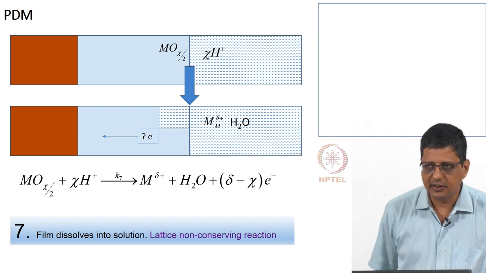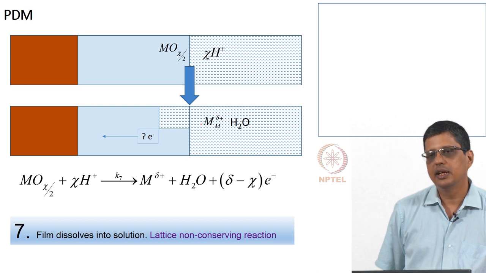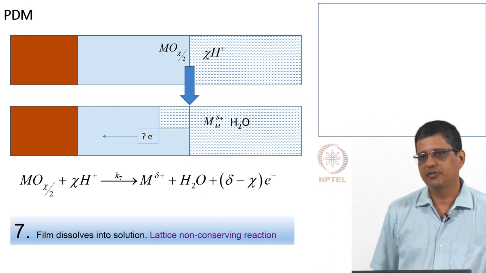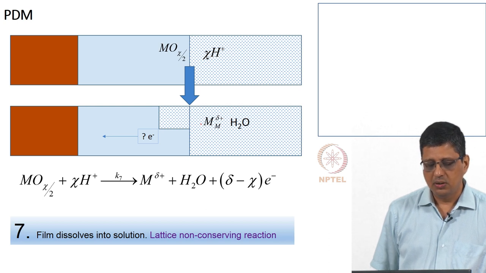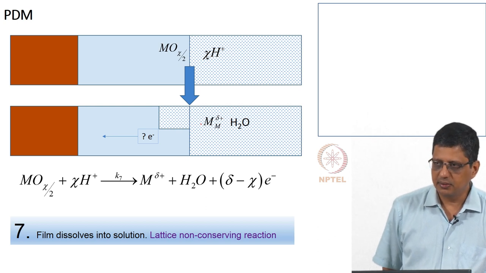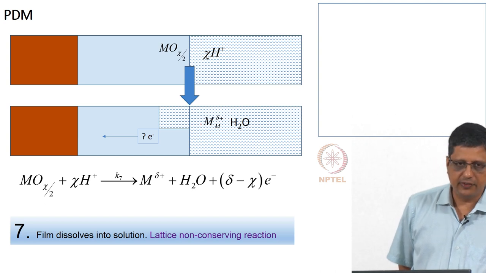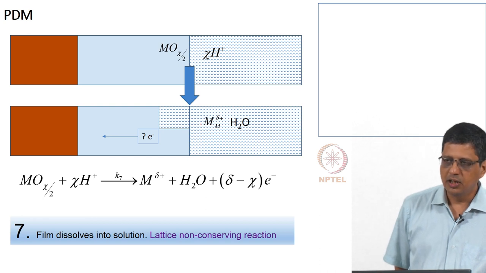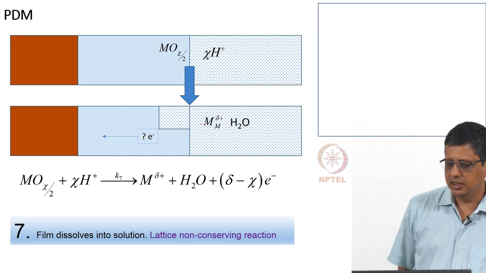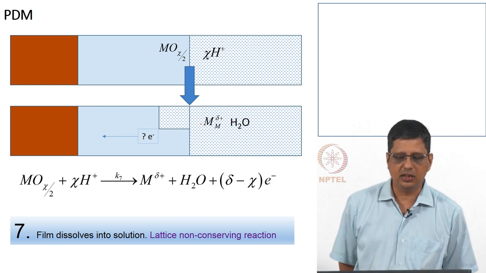In presence of H plus ion, typically anodic dissolution occurs in presence of H plus ion, acidic conditions. So, metal oxide becomes metal cation in the solution phase. H plus and the O form water, and if there is oxidative reaction you will get an electron, otherwise you won't get electrons. Basically film is gone. So this is film dissolution, and this is naturally lattice non-conserving.